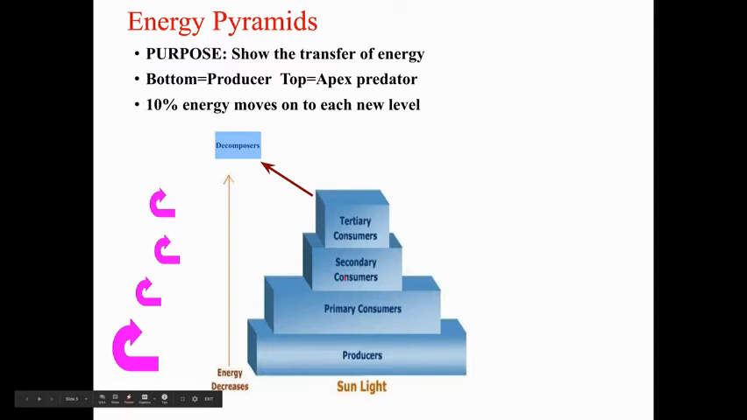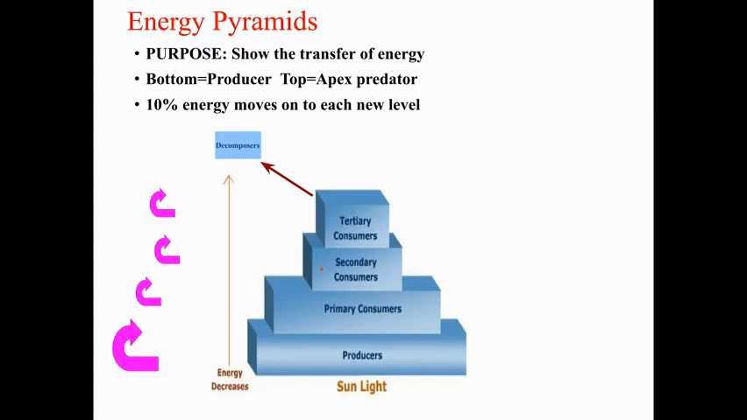So a primary consumer, which would be anything consuming a producer, which could be a herbivore or it could be an omnivore eating a plant, they're going to receive their energy from the producers. The producers, however, need to use some of their energy for growth and reproduction. So only 10% of the energy will be pushed on to the next level of the primary consumers. Likewise, the primary consumers use some of their energy for growth, reproduction, maintaining body temperature, and only 10% will move on to the secondary consumers.